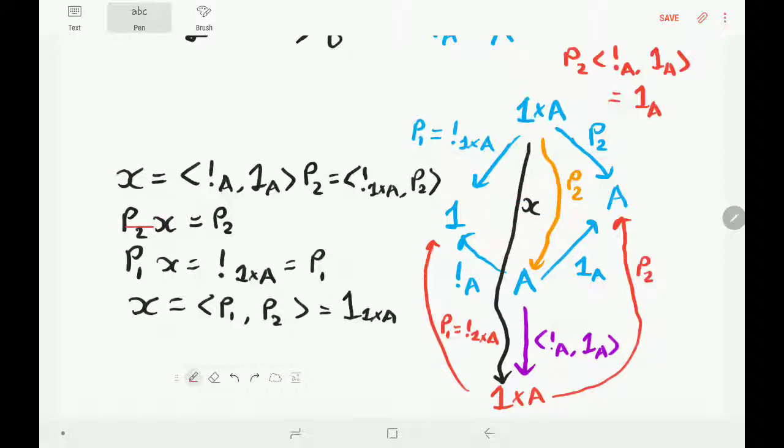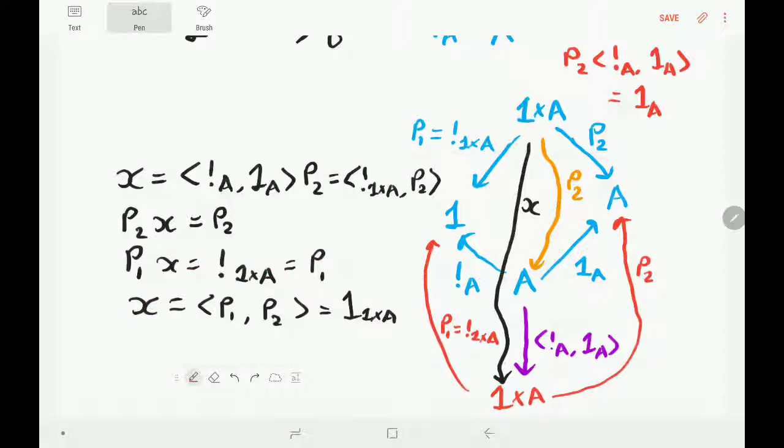Okay, so to see that p2x is p2 is easy, because p2 just selects this second entry, which is p2. And to show that p1x is p1, well, we have that that's exclamation mark 1 times a, but that's just p1, that's what we defined it as.